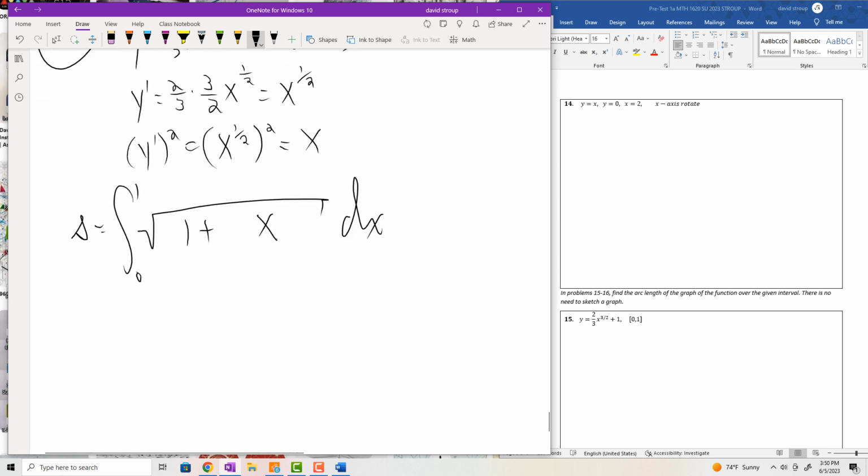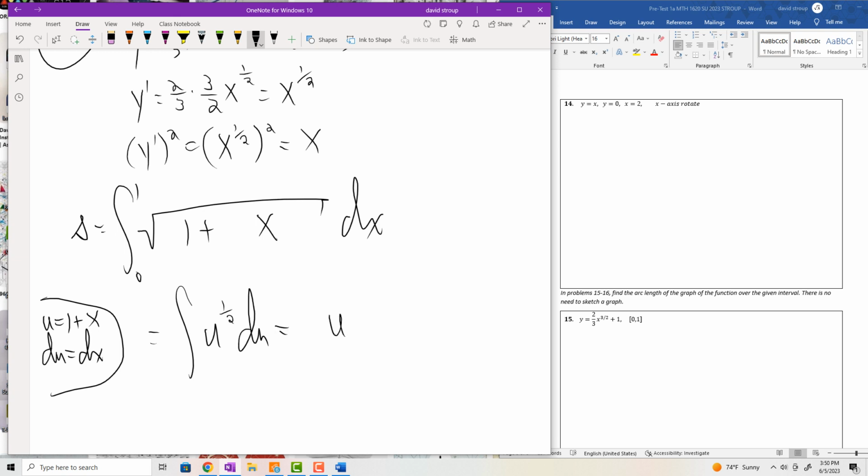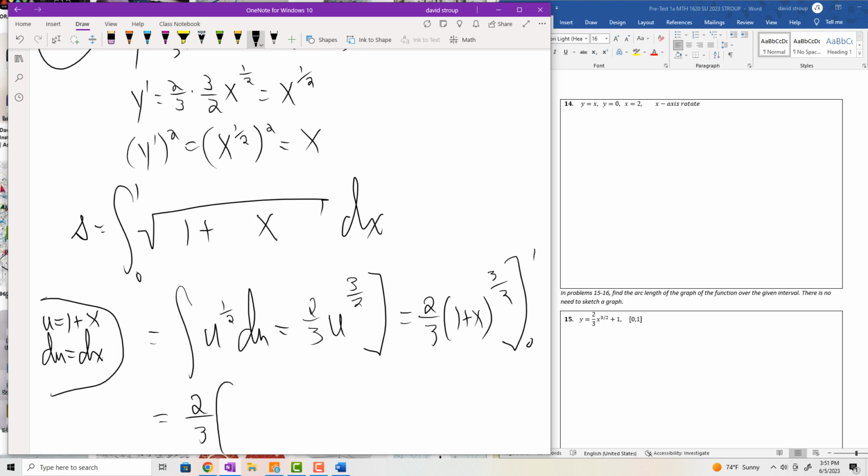Then this thing, you could do a u sub for 1 plus x if you wish. So du will just be dx. So the integral of u to the 1/2 du, power rule, back sub, evaluate, so 2/3 times, plug in 1, so you get 1 plus 1 to the 3/2, and then minus, plug in 0, you just get 1 plus 0, which is 1 to the 3/2, 1 to the 3/2 is 1. If you wish, you can just leave your answer in that form.